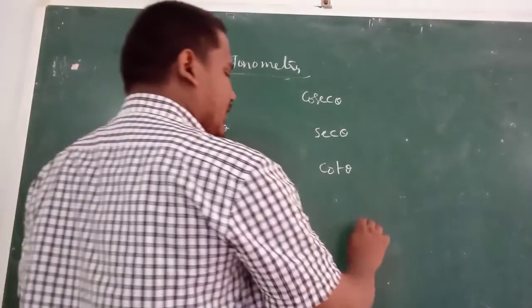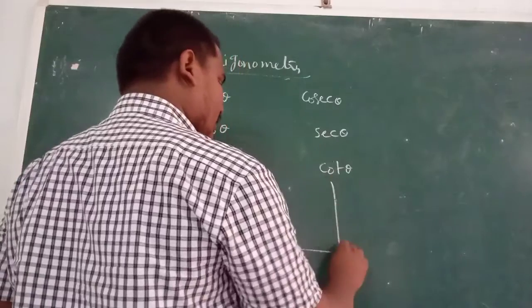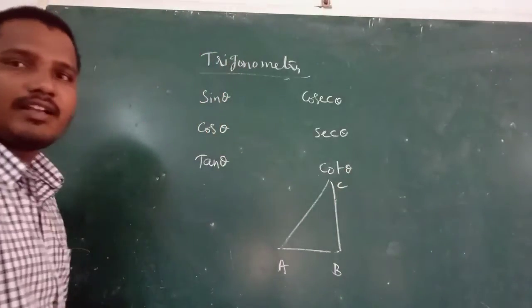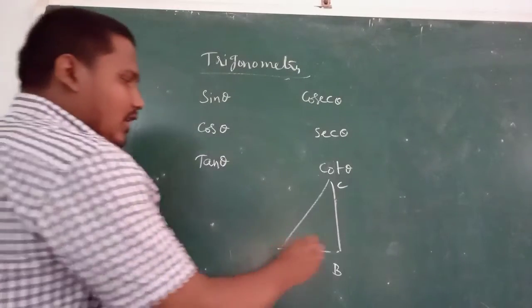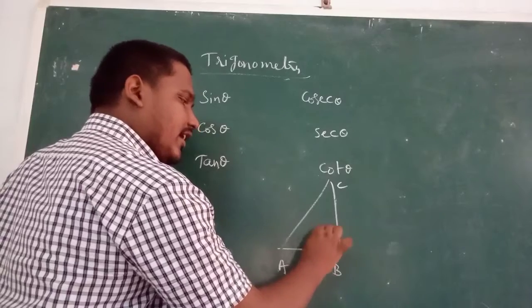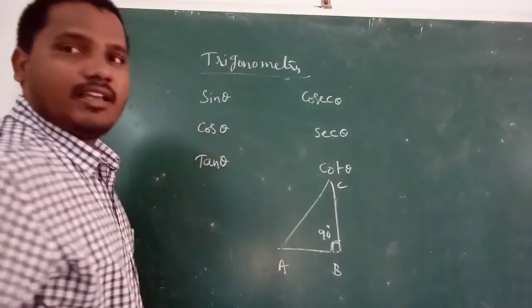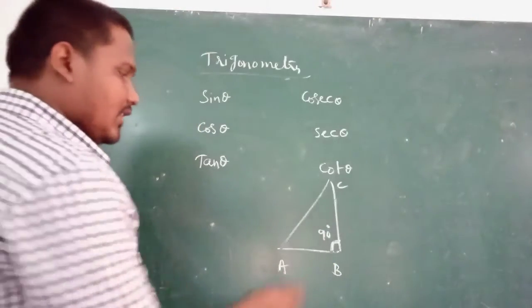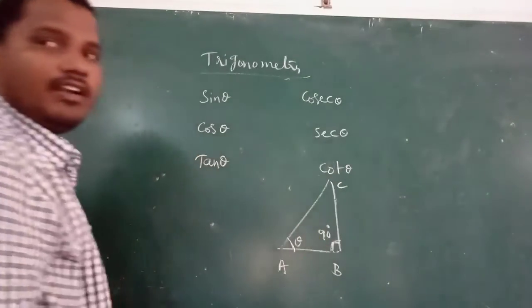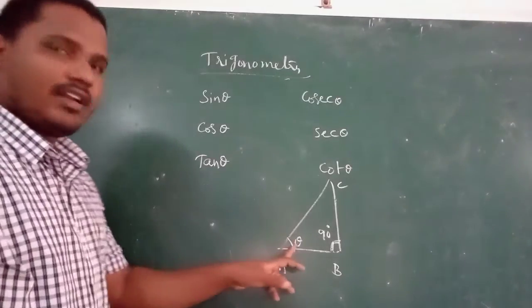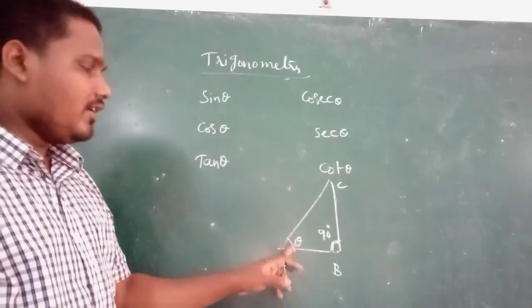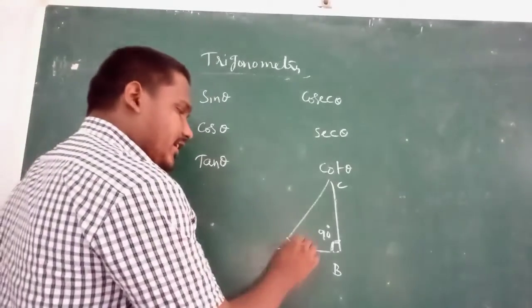Okay, take one right angle triangle ABC. Already we know this is a right angle triangle and it is 90 degrees. Here we are taking theta. Theta is a parameter which measures the angle.